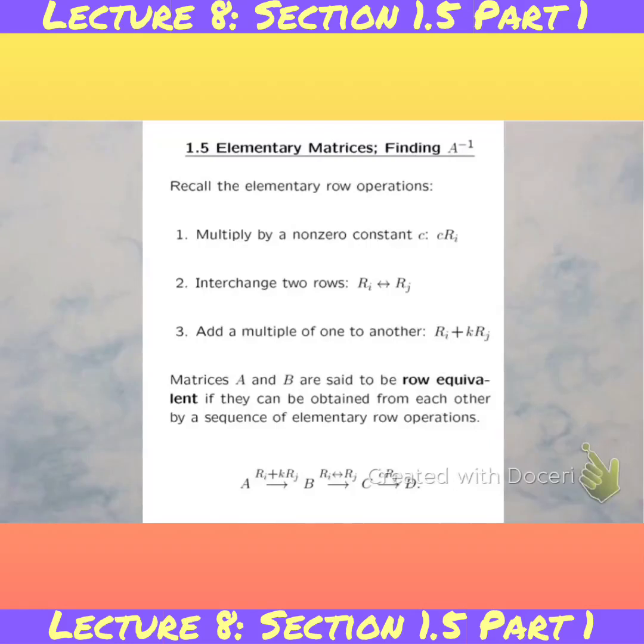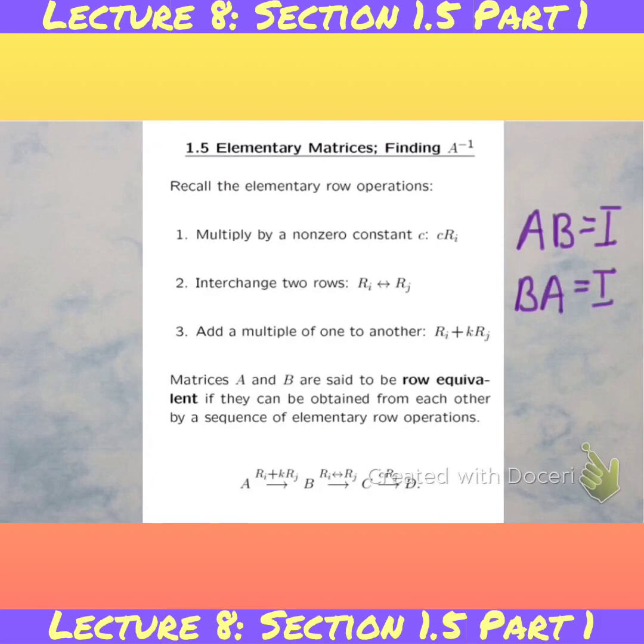Okay, section 1.5 deals with elementary matrices and finding the inverse of a matrix. Now, in the previous lesson, when we started talking about inverses, we saw that for a matrix B to be the inverse of a matrix A, we needed two things to hold. We needed the product of A with B to be the identity, and we needed the product of B with A to be the identity.